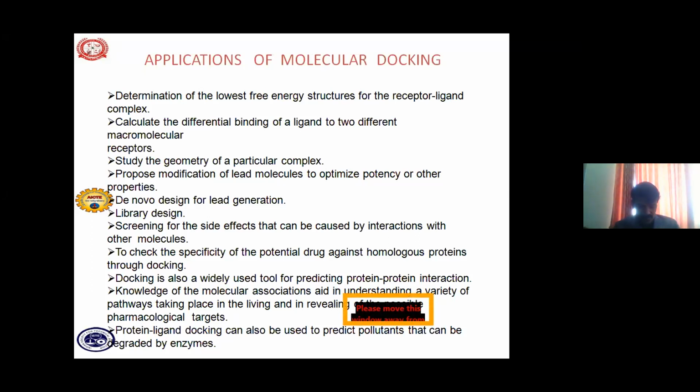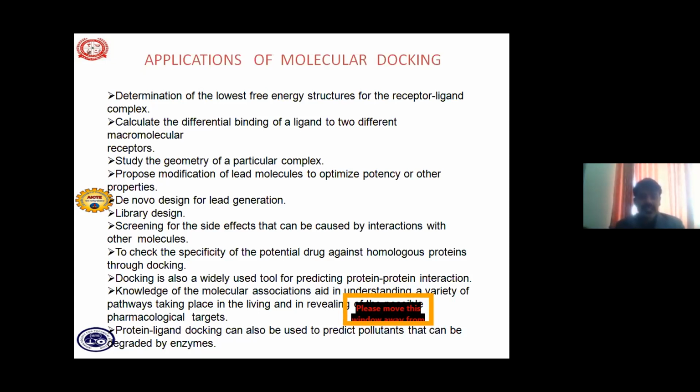Next, we can do de novo design for lead generation. We can generate a library and create a database over it. We have created a database called Phytomeliters, in which we put all the molecules that have been best screened for diabetes. Now we are working on another database using computational biology. So you can design a library of your own molecules.